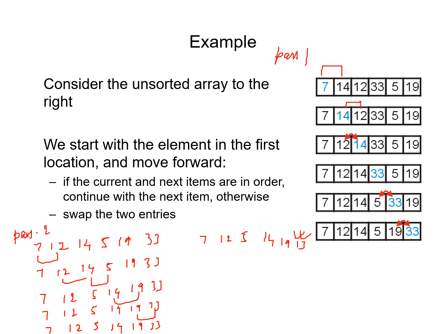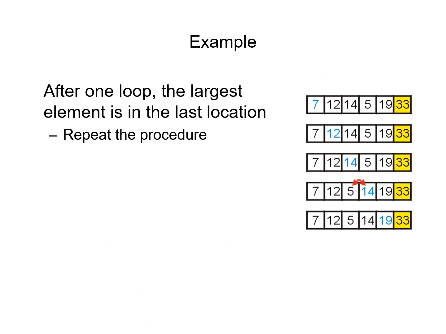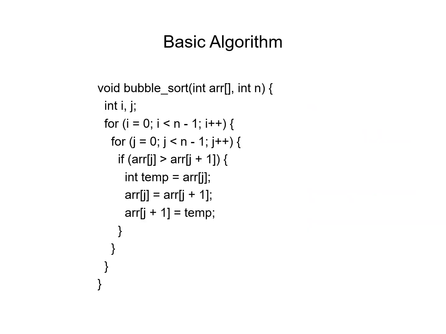If you consider the algorithm for this, you will repeat this process for each pass. Here is one loop for the passes and another loop for swapping the two adjacent elements. Both loops run up to n minus 1 times, so the worst case complexity will be O(n) square.